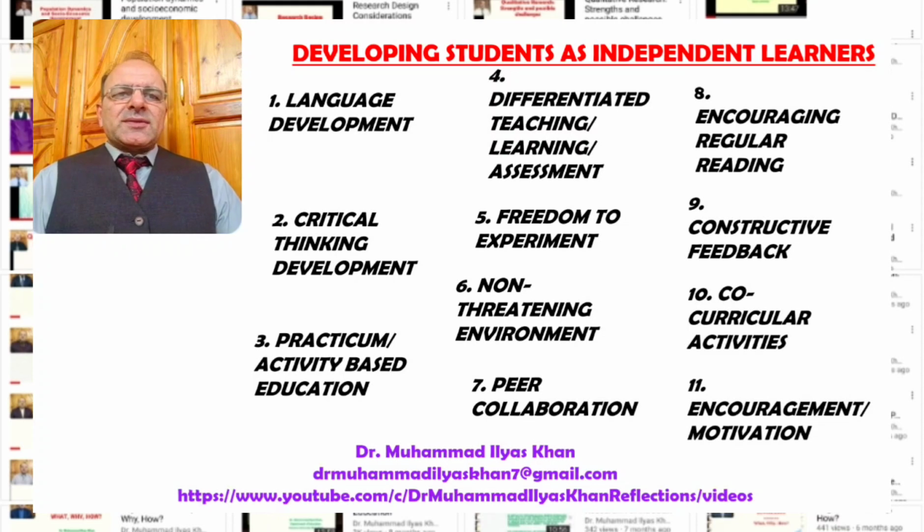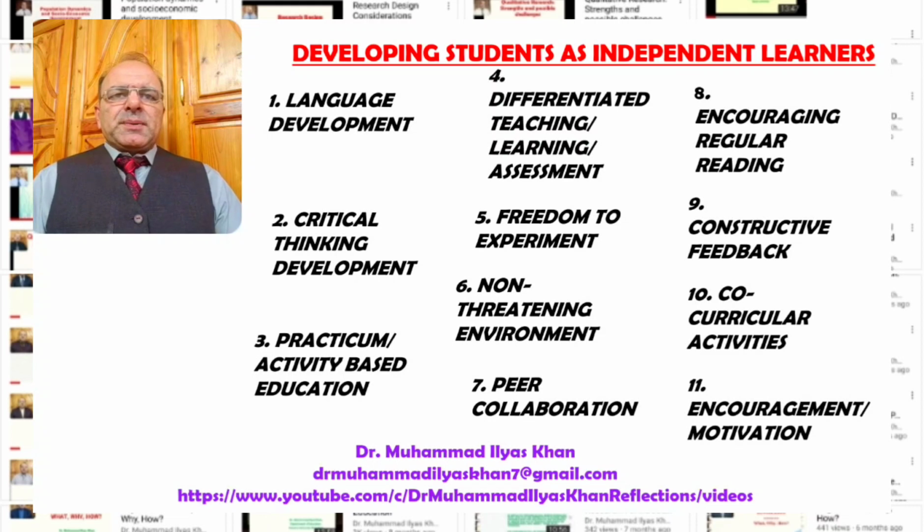They can experiment in their own ways. And one other important factor is to have a non-threatening environment in the educational institutions, where mistakes are not essentially punished, but are taken as opportunities for learning and for improving. And another very important factor is peer collaboration, an environment where students can collaborate with each other.